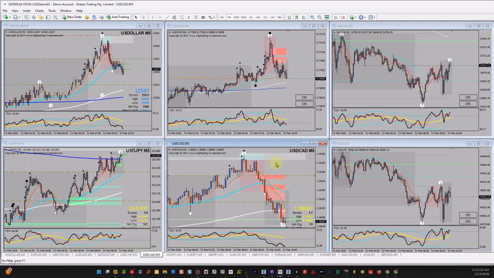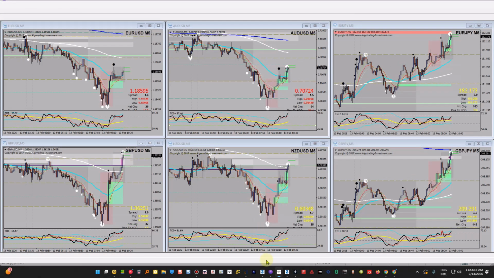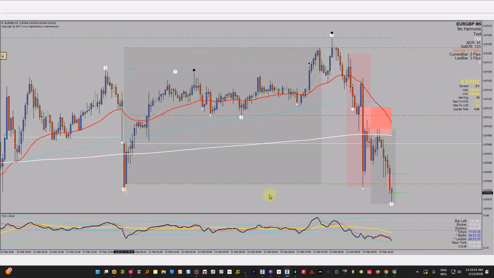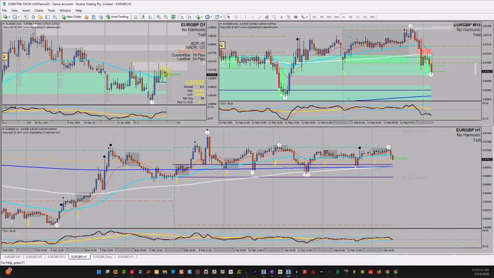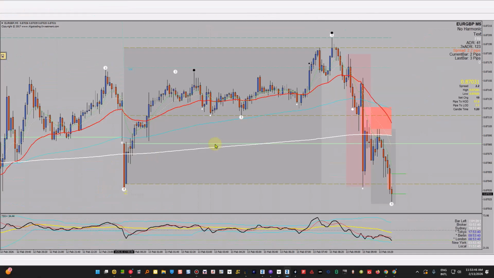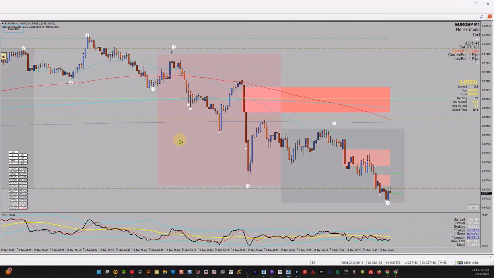Now, once I have my setup on the 5-minute chart identified, then I'm going to be looking for my multi-time frame analysis matrix to kick in. All right. So I will go to my other MT4 installation where I have my D1, H1, M15, M5, and M1 all set up here.